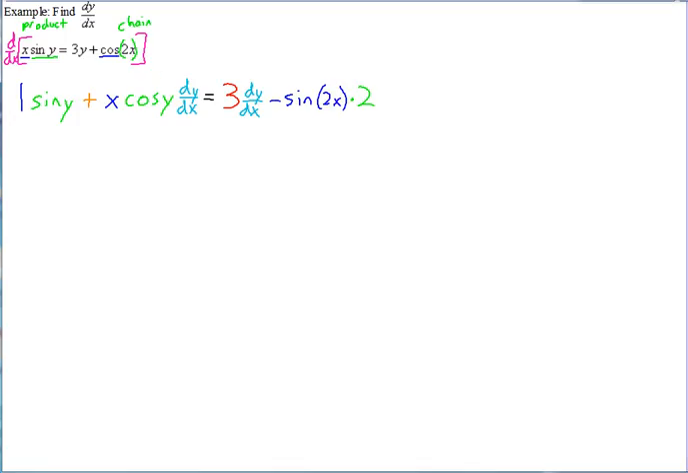So I'll leave this x cosine of y on the left times dy dx. And I'll subtract this 3 dy dx, so it's over on the left-hand side. So those are the terms that do have dy dx, and all the terms that don't have dy dx you want on the other side. So I'm going to subtract the sine of y, so it'll be negative sine y. And then just leave this term over here, just bring the 2 out in front, so that's negative 2 sine of 2x.